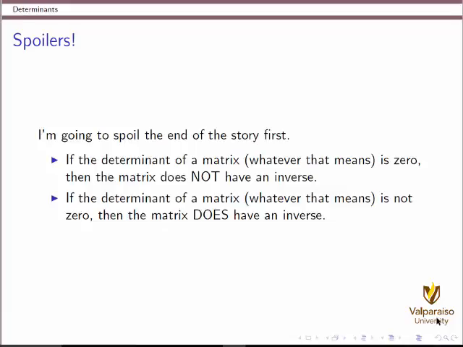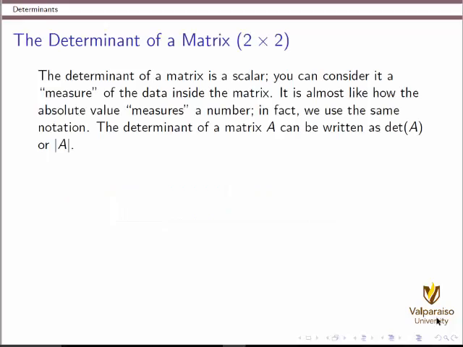So you have a matrix, you want to know if it's going to have an inverse. You can calculate the determinant of that matrix, and if that determinant is 0, you know not to waste your time doing Gaussian elimination to find the inverse because there won't be an inverse. For the moment, just think of the determinant of a matrix as a measurement of the data inside the matrix. The determinant of a matrix comes out to be just a single number. So a 2 by 2 matrix has a determinant, which is just a number. A 3 by 3 matrix has a determinant, which is just a number.